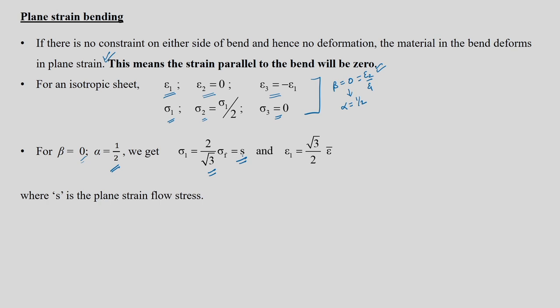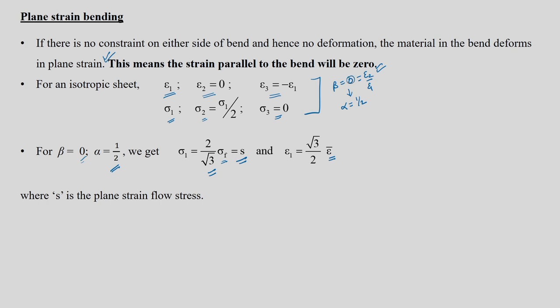Okay. So, my plane strain flow stress, that means suppose if I am deforming a material in plane strain instead of uniaxial, then that can be related to my uniaxial flow stress by 2 by square root of 3 into sigma f, which is nothing but my plane strain flow stress. Similarly, I can also get epsilon 1 as a function of epsilon bar using my effective strain equation, which is nothing but epsilon bar is equal to square root of 4 by 3 into 1 plus beta square into epsilon 1. So, that equation one can refer, and from there you can get epsilon 1 is equal to square root of 3 by 2 into epsilon bar by putting beta is equal to 0 in that equation.